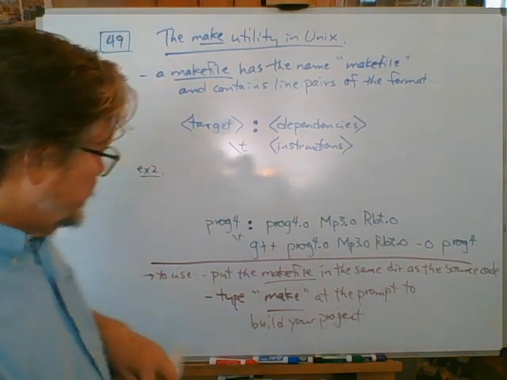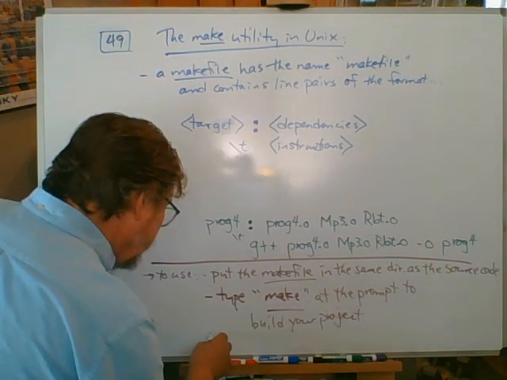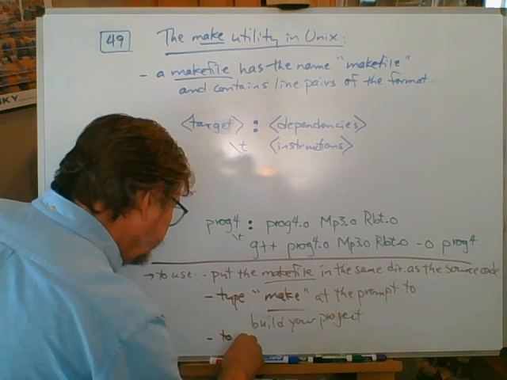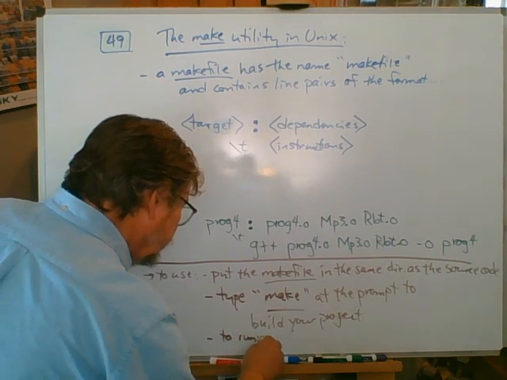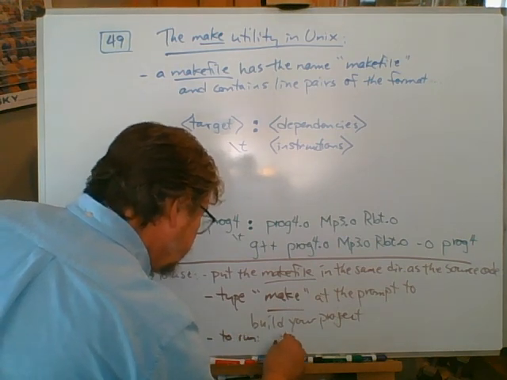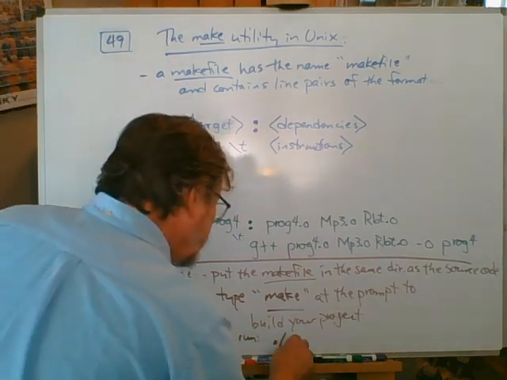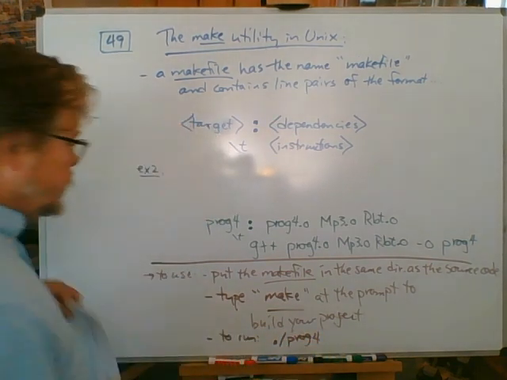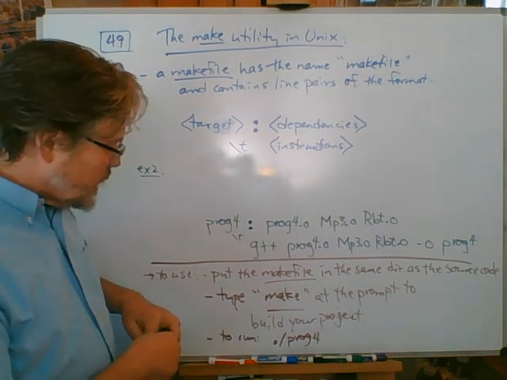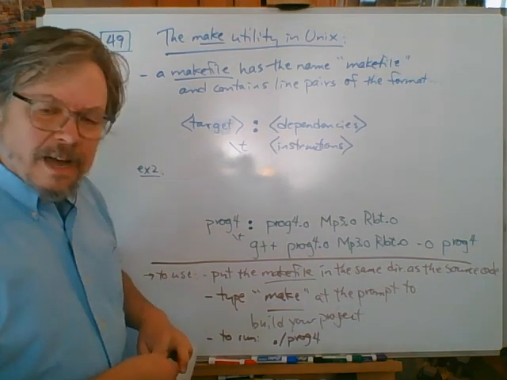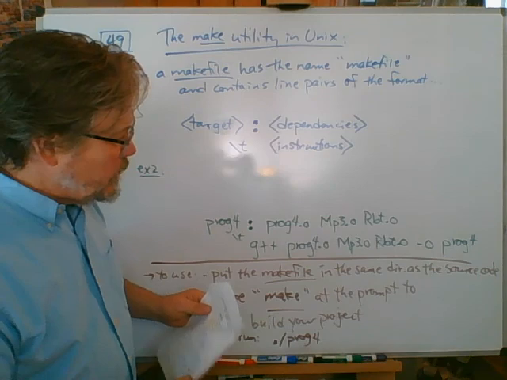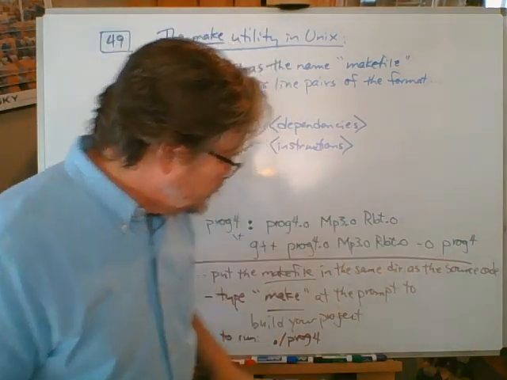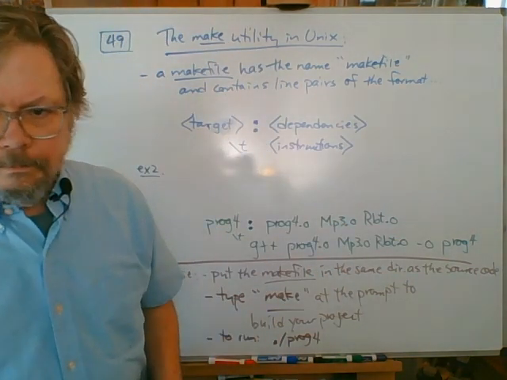And then to run, one last thing down here: dot means current directory, slash prog4. That's the name of our executable. So instead of saying dot slash a.out, since we specified we wanted the executable to be called prog4, it would be dot slash prog4.